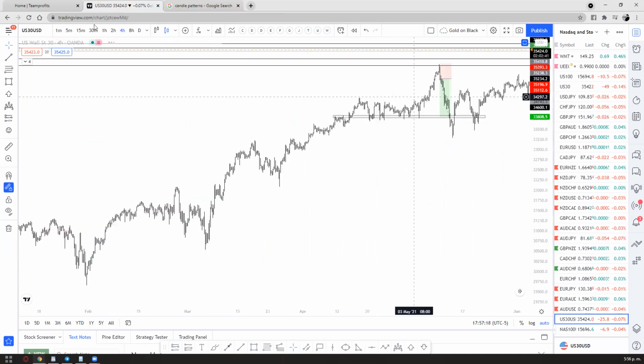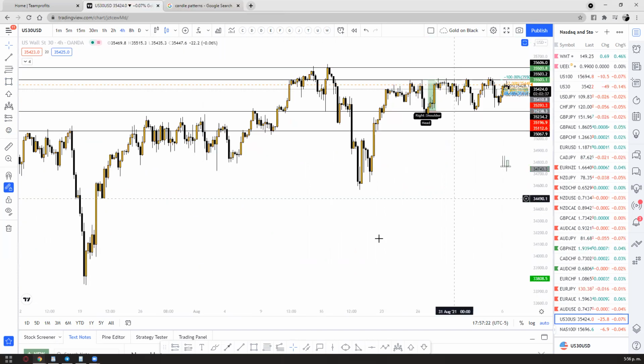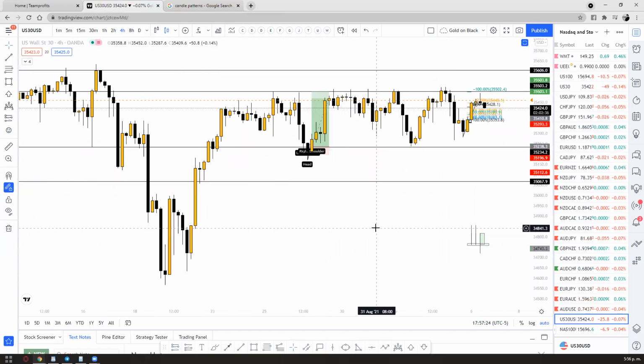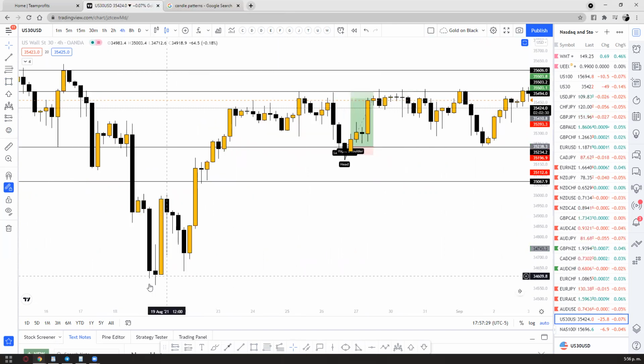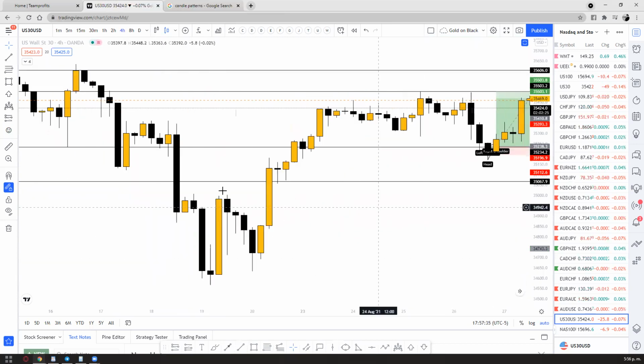All right. I was on 4 hour. So you're gonna find those setups pretty much everywhere. Sometimes, look at this one right here. Of course, this is a little different, but at the end of the day, the price did push up, came back down. It did an engulfing candle.